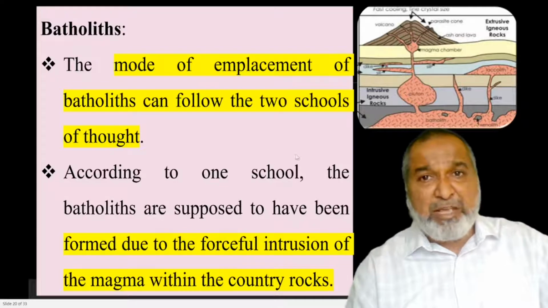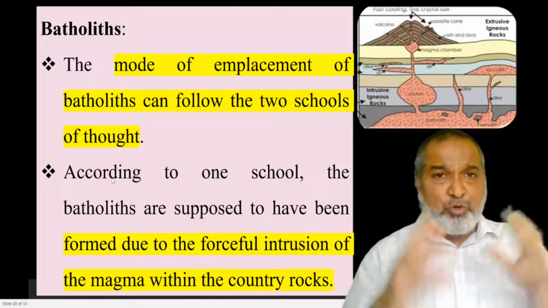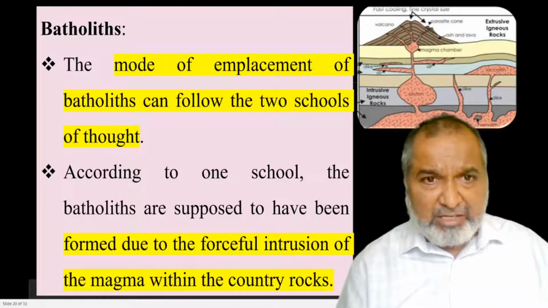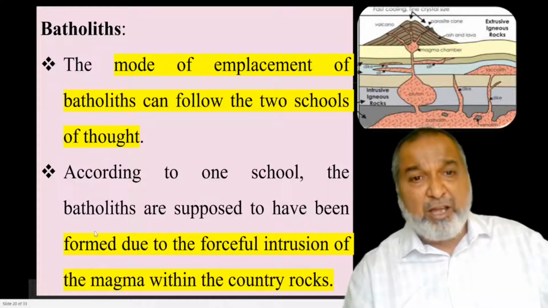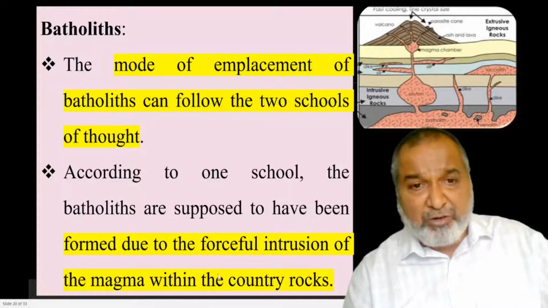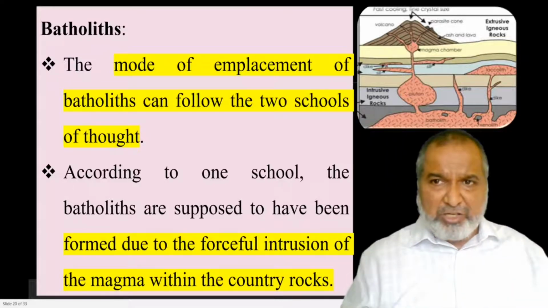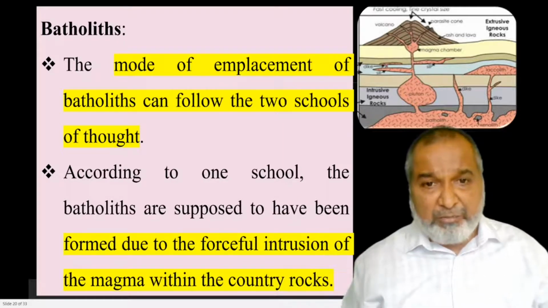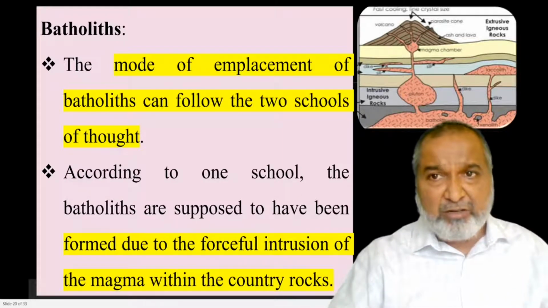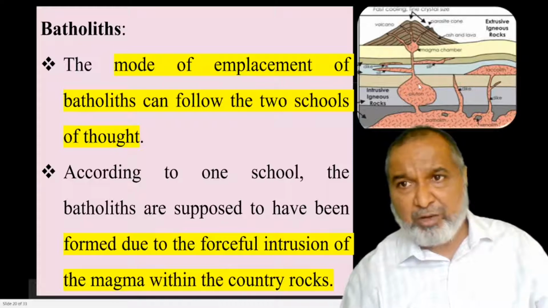The mode of emplacement of batholiths can be followed in two schools of thought given by scientists. As per one school of thought, batholiths are supposed to have formed due to the forceful intrusion of magma within the country rock. Might be they are not within the magma chamber, they forcefully come out and form a big chamber. So that is one thought. You can see here this is the big batholith, and here we have a stalk.